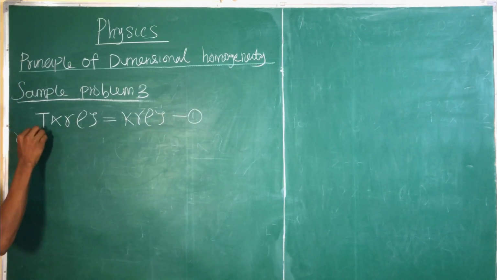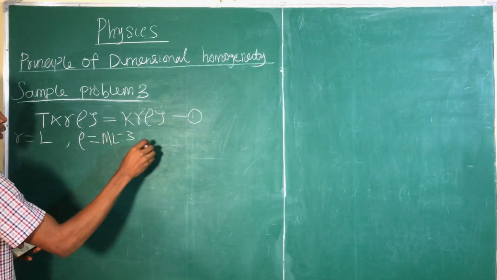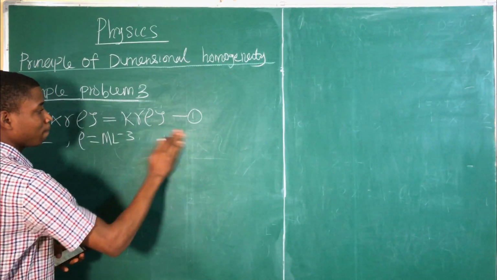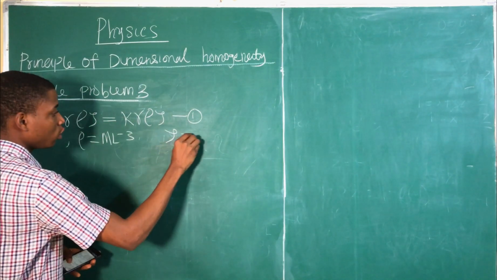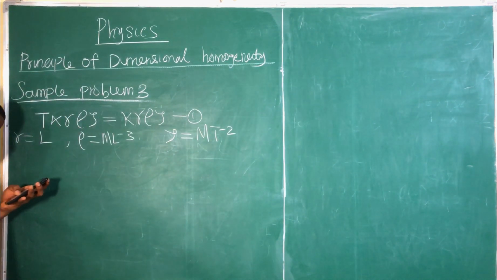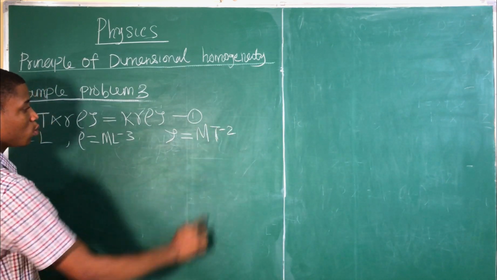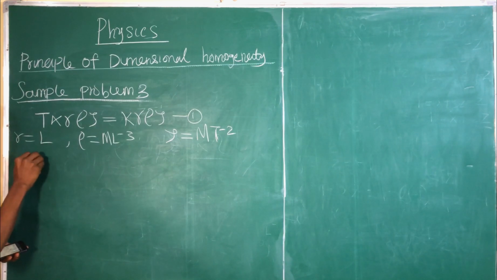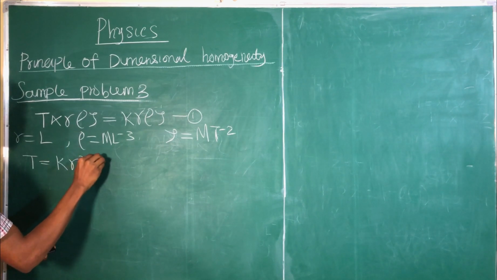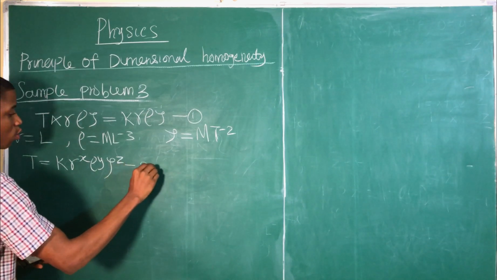Therefore, we know that radius is L, we know density, and we have surface tension, more like a Y, surface tension. Surface tension is, so now surface tension is T negative 2. So first of all, let's assign this as X, density Y, and surface tension Z. So let's call this equation 2.